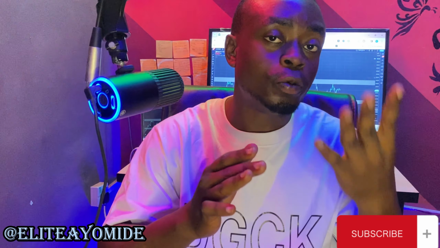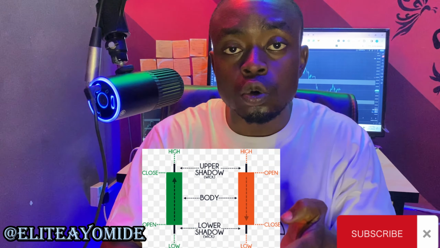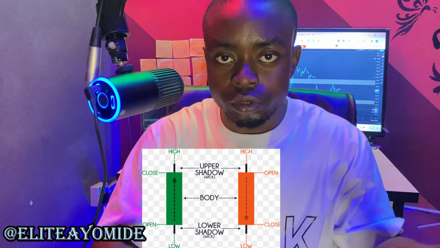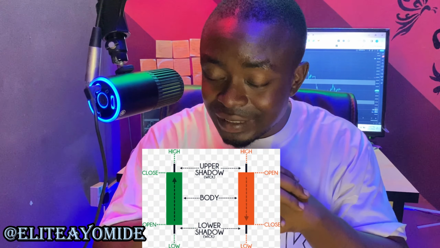So what are candlesticks? Candlesticks are just the information given by the market at a particular point in time, and a candlestick has four major points, which are the high, the low, the open and the close. Every candlestick has these four things in common. The only difference is their size and their color.